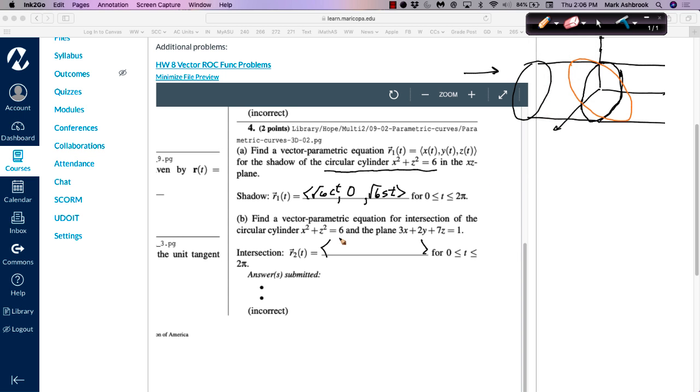So how can we start? Same thing for X and Z. We can do the same thing. So you get radical 6 cosine t, and? So we still can do that because the projection into the XZ plane is still that same circle. And how are you going to get the y? What does y equal?